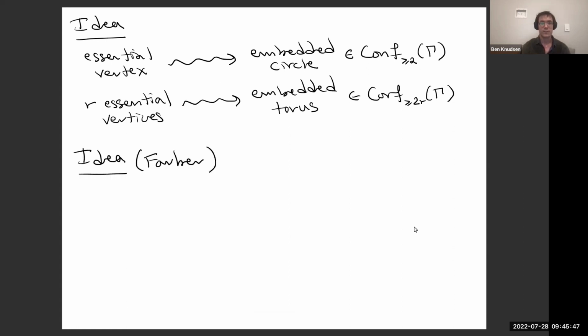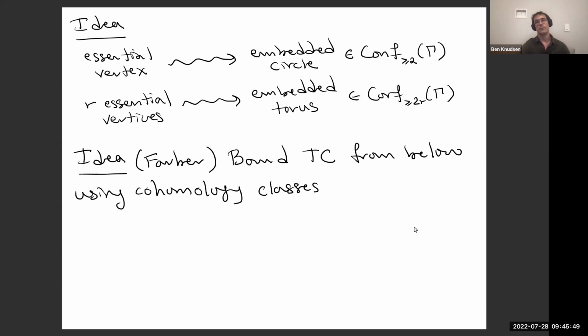And so Farber's idea is to be interrupted by his cat.